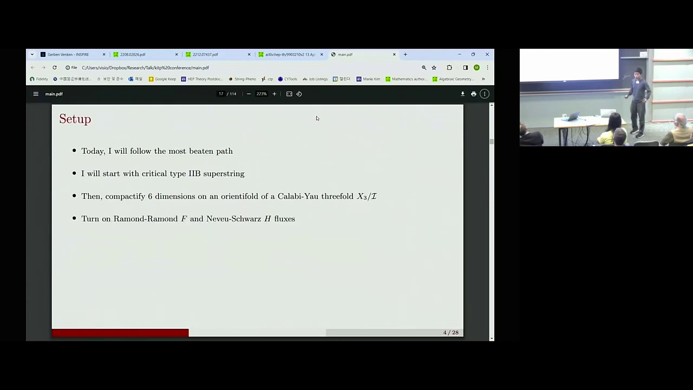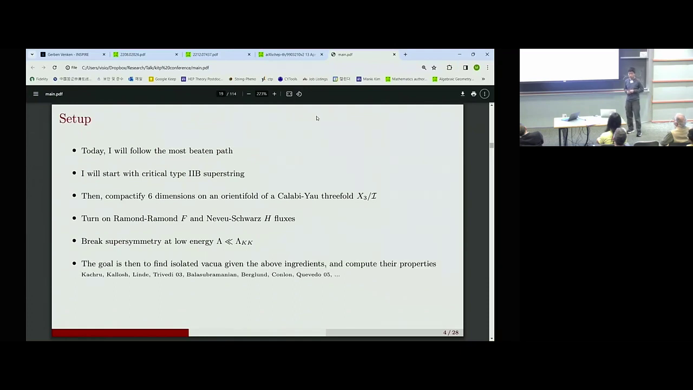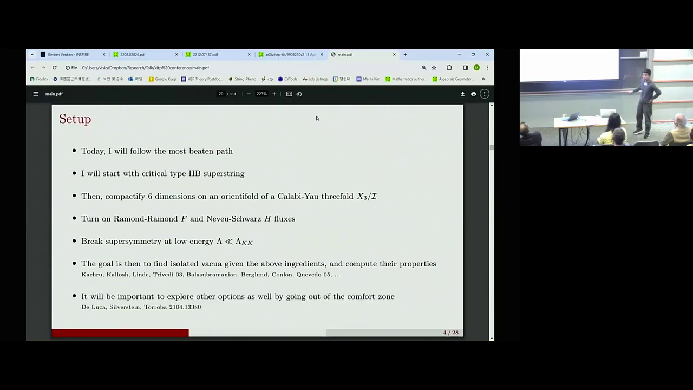And then we'll turn on some RR fluxes and NS-NS fluxes to free some moduli, and then we'll think about breaking some SUSY at low energy. And then the goal is to find some isolated vacuum by combining those ingredients and compute their physical properties and make sure that we have a good vacuum. And as I said, this is probably not the best way.